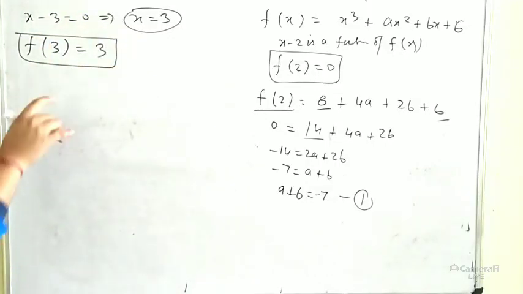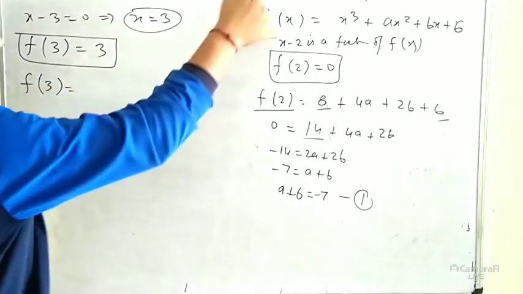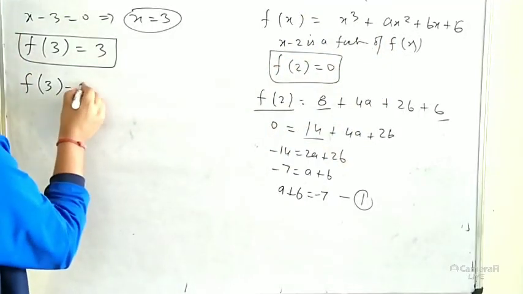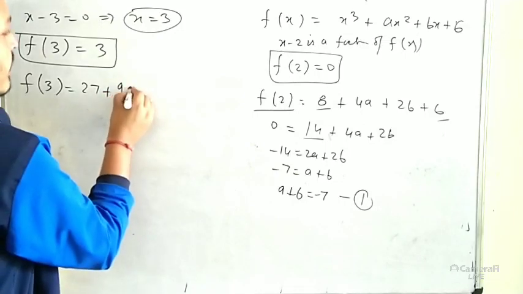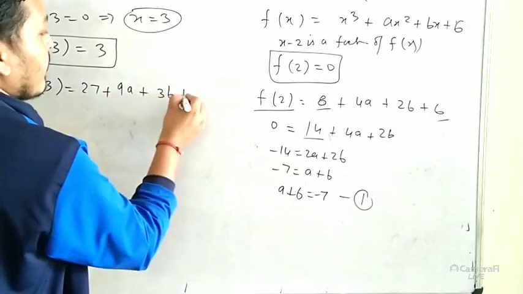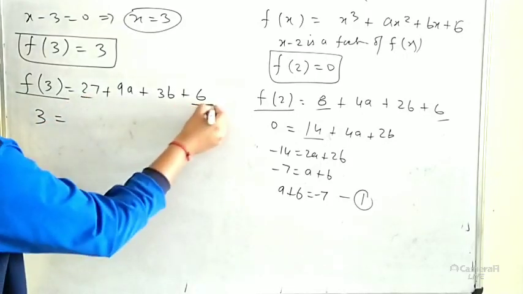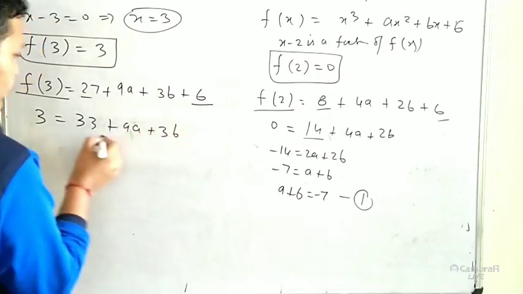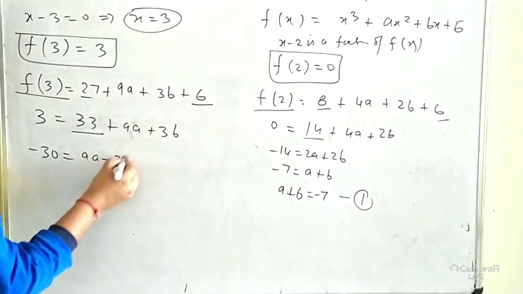So substitute the value of 3 in the given expression. So f(3) is equal to x cube plus ax square plus bx plus 6. So 3 times 3 is 9, times 3 is 27, plus 3 times 3 is 9a and plus 3b and plus 6. Its value is equal to 3. So 27 and 6, 33, and plus 9a plus 3b. Taking it to the left hand side, minus 30 is equal to 9a plus 3b.